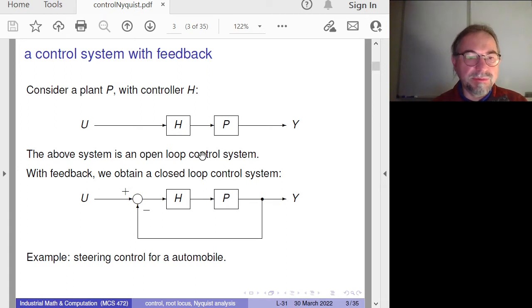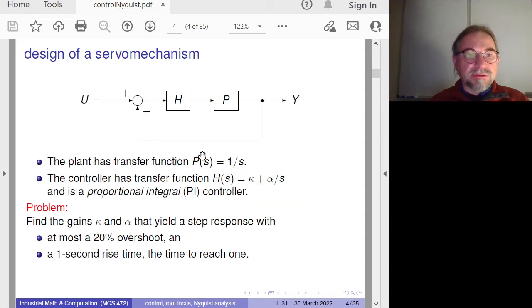So when the temperature drops, there is still a sensor somewhere that is missing from this picture, but there is feedback. If there is feedback, then we obtain a closed loop control system. The example that we will consider is the steering control for an automobile. Okay, so that's called a servo mechanism.